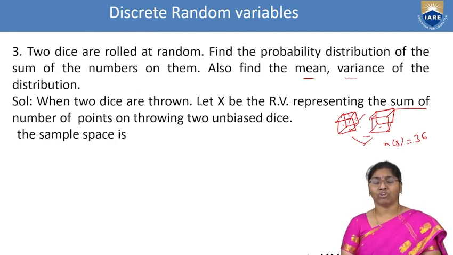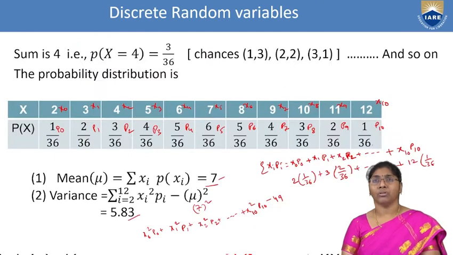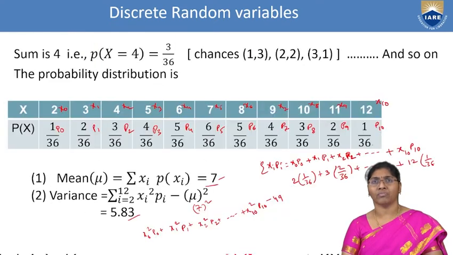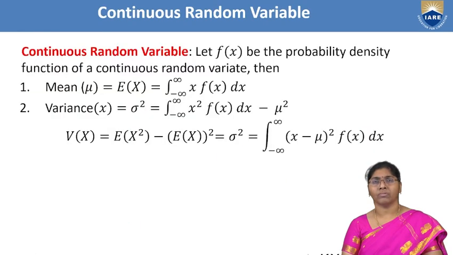First of all, we calculate the probability distribution table. How to find this table: by using the N of S, total 36 items, and the given data, we arrange it like this. 1 chance, 2 chances, 3 chances, 4 chances, 5, 6, 7, 8, 9, 10, 11, 12, and so on. This is the final one.